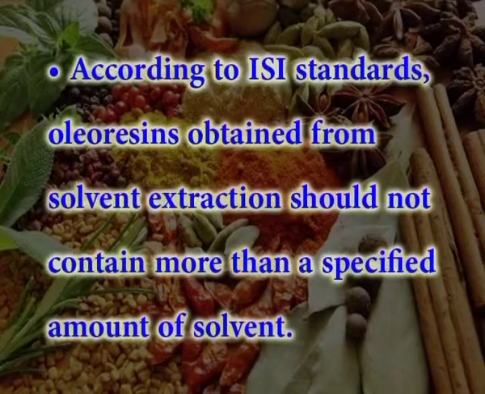Various solvents like acetone, isopropanol, methanol and hexane are used as solvents. According to ISI standards, oleoresins obtained from solvent extraction should not contain more than a specified amount of solvent. They have to be free from contamination, have better storage life and are easy to transport. Technology has developed in India to prepare ready to use oleoresins from spices.